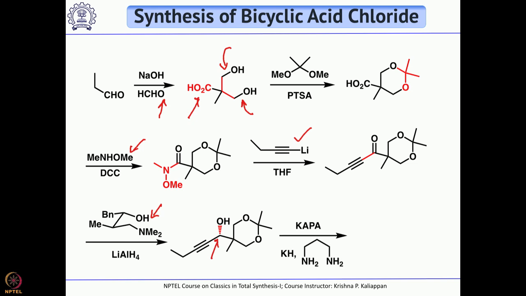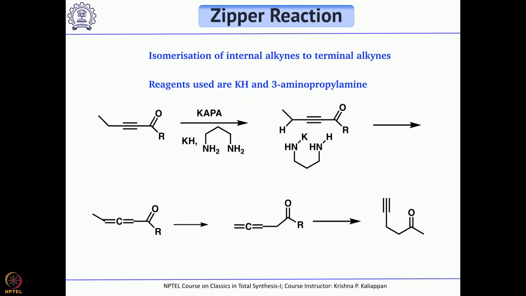Now once you have that, he used another key reaction, called the zipper reaction. The zipper reaction is nothing but this: when you have an internal alkyne and treat it with potassium hydride and 1,3-diaminopropane, the internal alkyne will move to the terminal alkyne. That is called the zipper reaction. As you can see here, when you do this reaction, this internal alkyne goes all the way to the terminal. How does it do that?